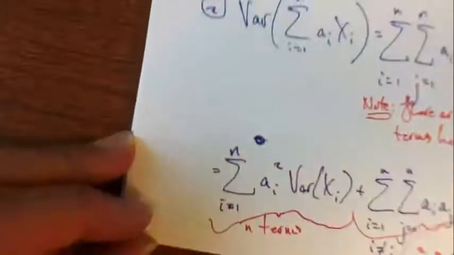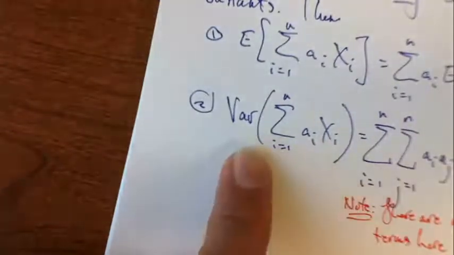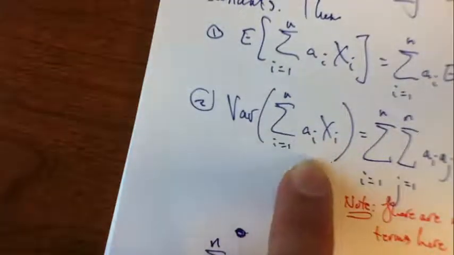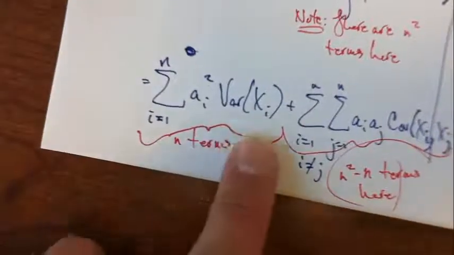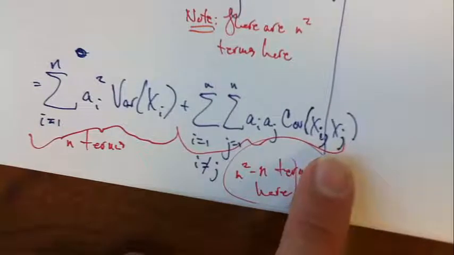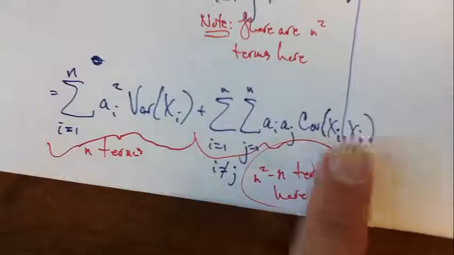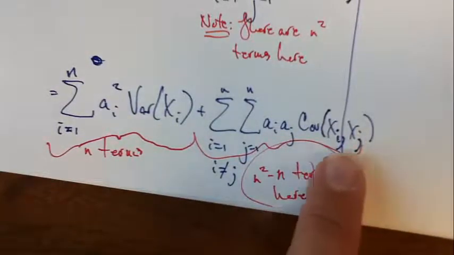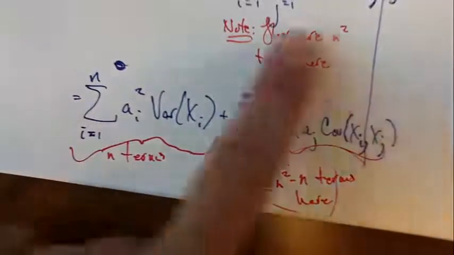Now, a couple of things you might want to note here. Take a look back at number 2. This gives us an expression for the variance of the sum of these weighted random variables, right? Now, what happens if the x's are independent of each other? Well, all these covariances are 0, because when two random variables are independent, it implies that their covariance is 0. So this entire double sum becomes 0. And so what are you left with?